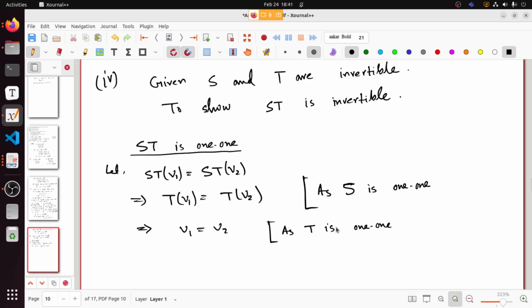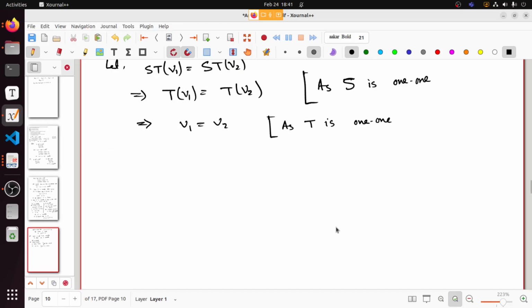Now we have to check that ST is onto, right? So let's check ST is onto.